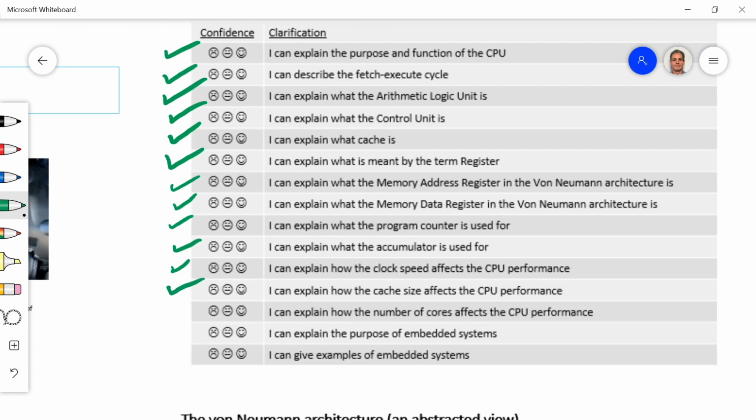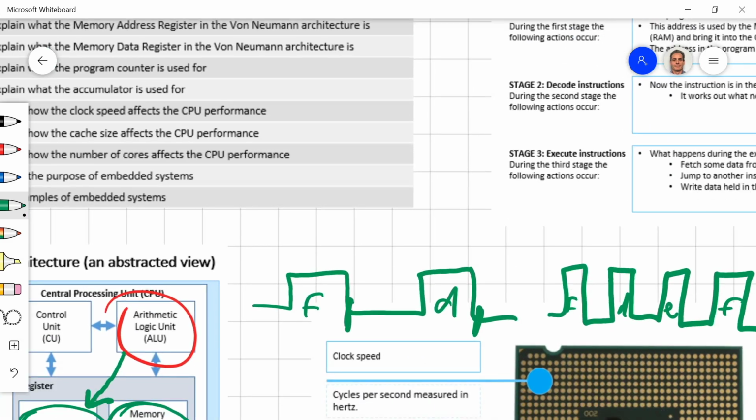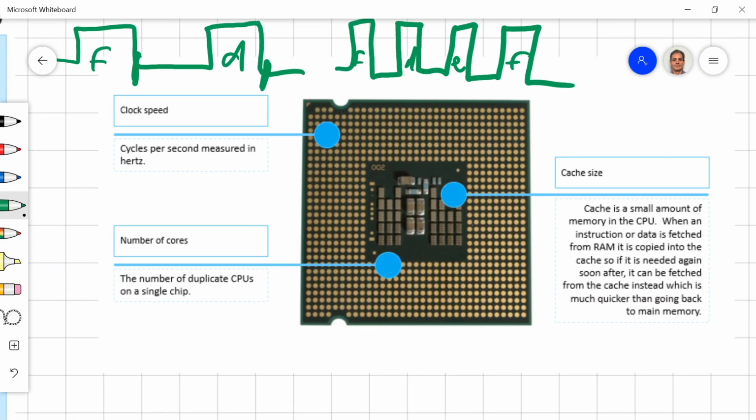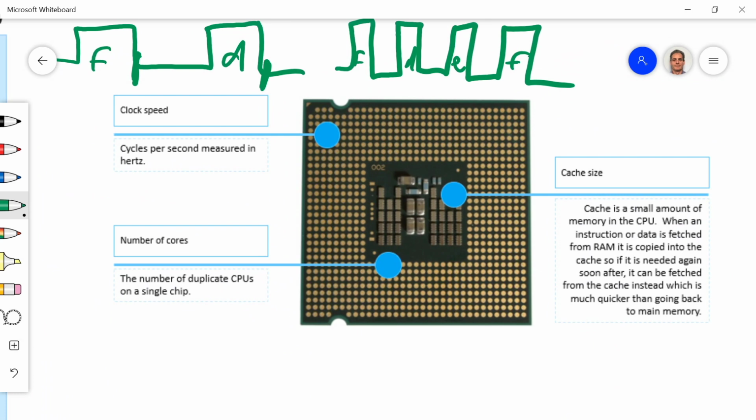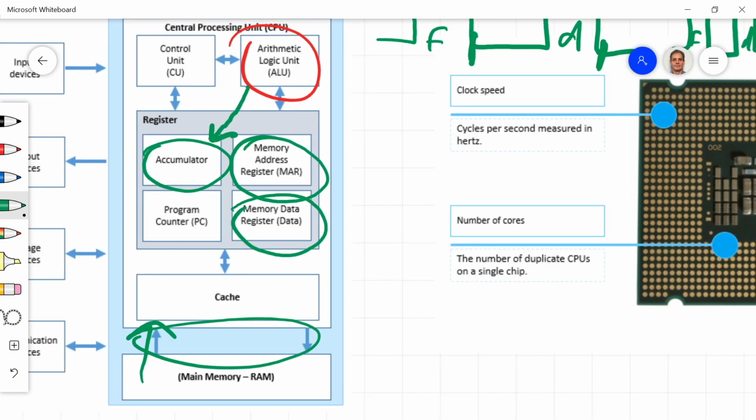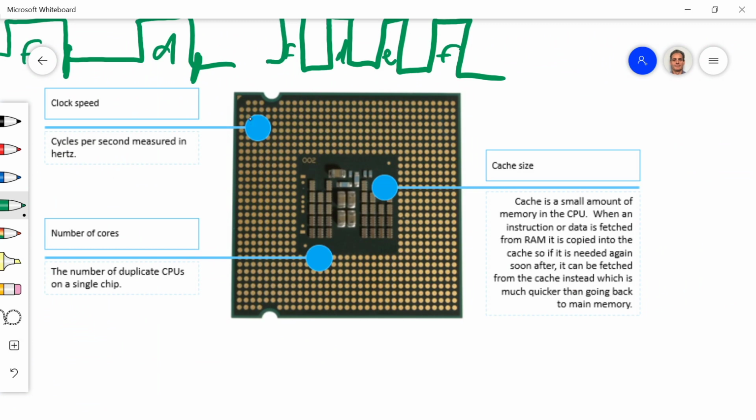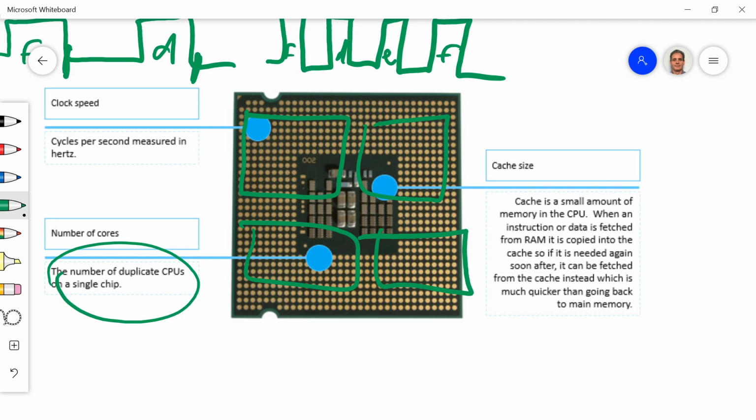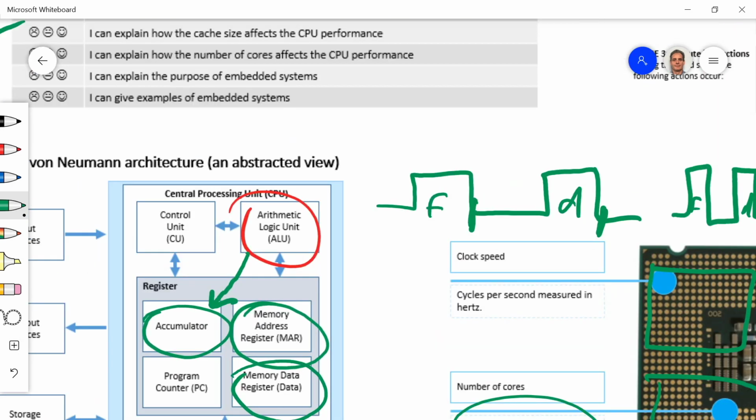I can explain how the number of cores affects the CPU performance. Okay, in this case here, if we think about the CPU as being one chip, and it has all of the different parts inside of it that we've looked at down here, one way is we could say, well, let's put 4 of those, perhaps, quad core, into one computer. And therefore, in theory, we could be doing 4 things at once, and therefore would effectively speed up the processing performance of the computer by 4.